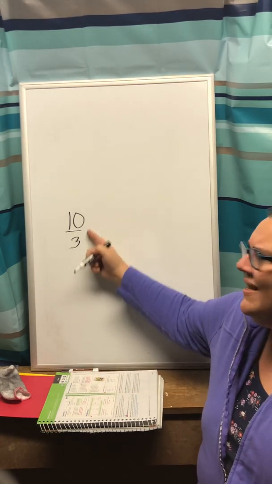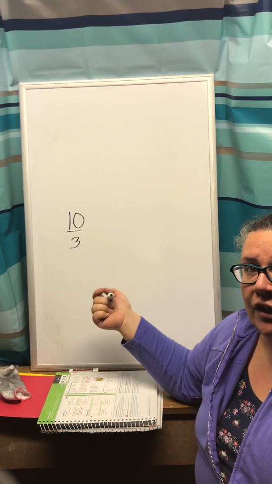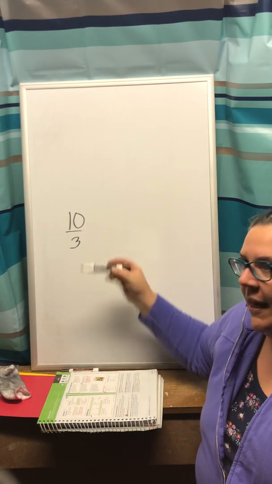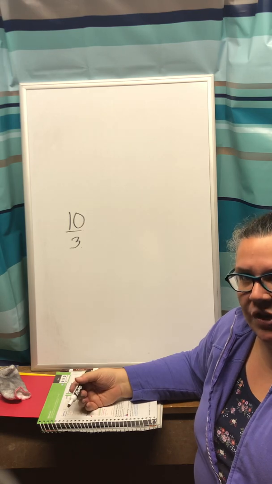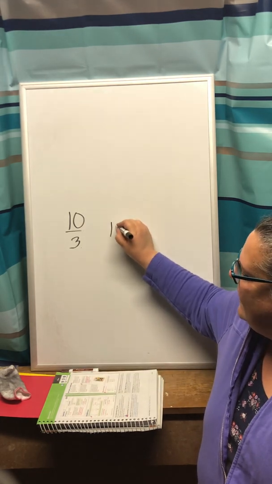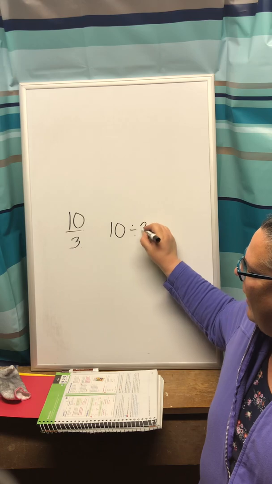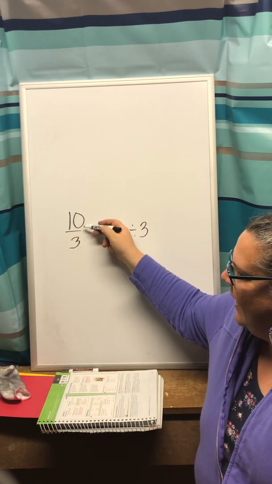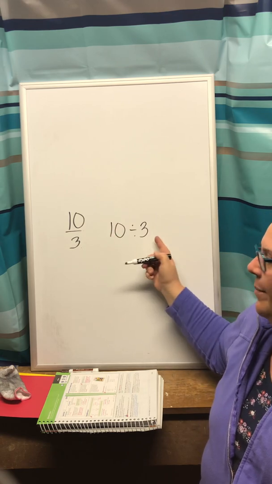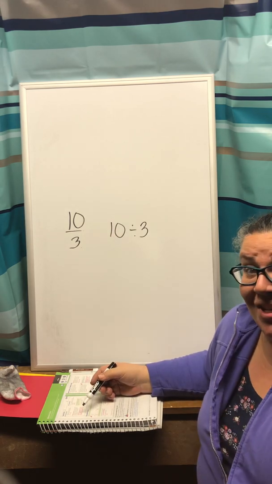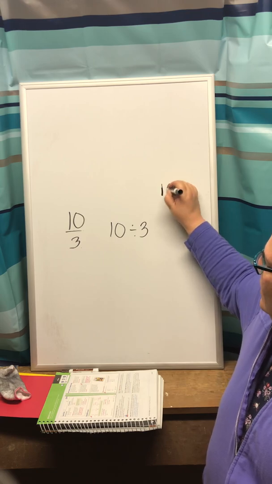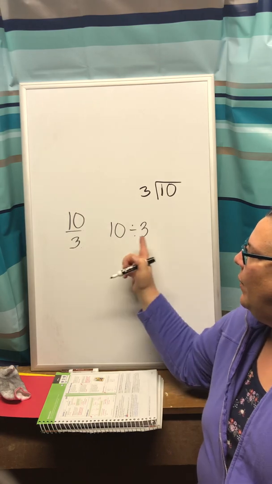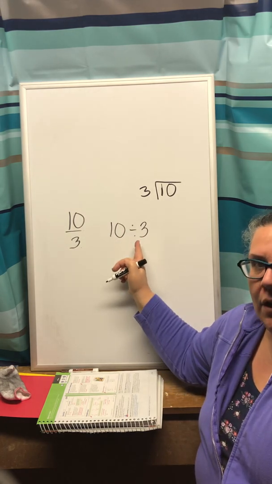So remember, this is a division problem already. When I look at the fraction, I'm saying 10 divided by 3. So if I write that out as a division expression, all I'm doing is saying 10 divided by 3, the same way we would say it from top to bottom. If I was going to write it out to solve, remember the 10 goes on the inside, the 3, my divisor, goes on the outside. But when they're asking for it as an expression, they're asking you to do it this way.